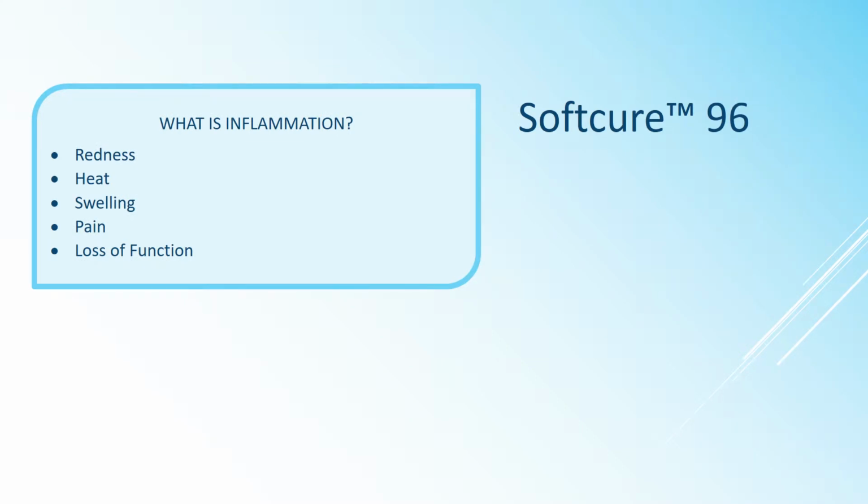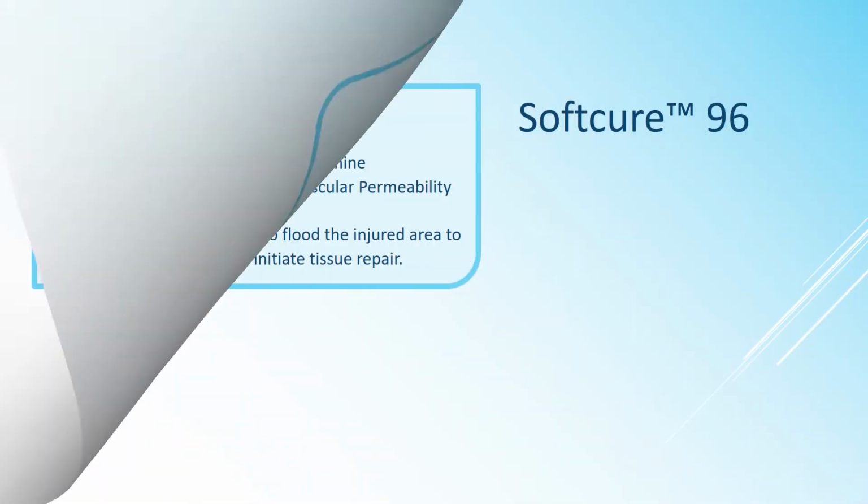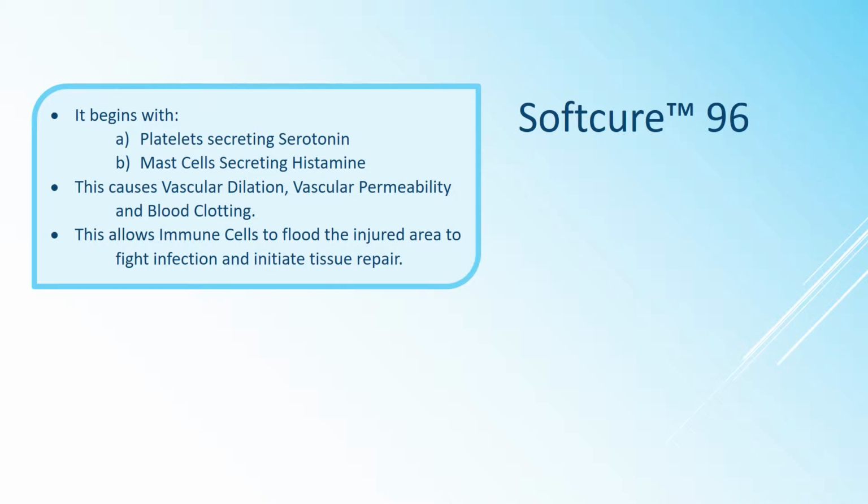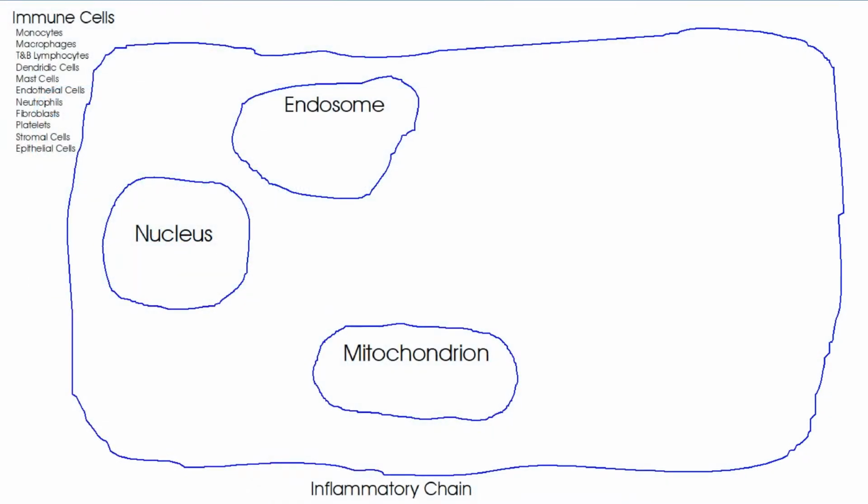Inflammation is part of the immune response to injury of the body. Inflammation begins with the innate immune response and continues with the adaptive immune response. This slide is a simplified representation of an immune cell, showing only the organelles necessary for our discussion.